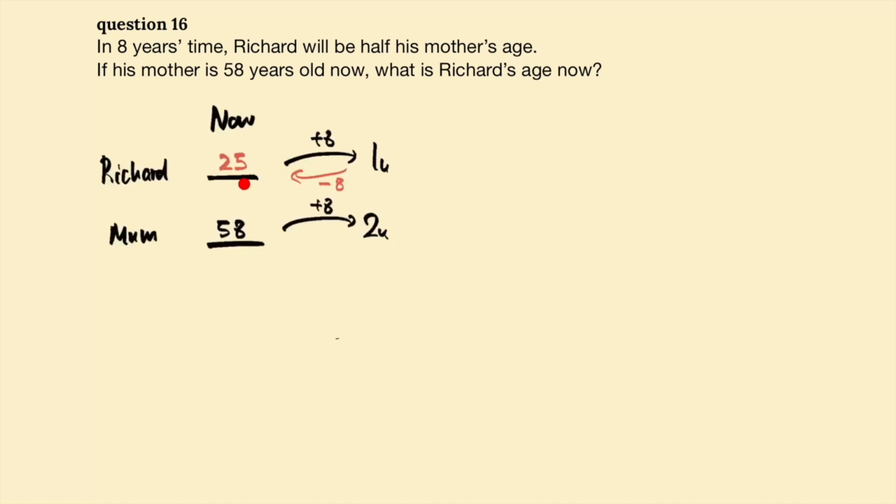We don't know the age now, but we know 58 now for the mother. Right? In 8 years' time, Richard will be 1u, the mother will be 2u. Notice something? We can deal with this. 58 plus 8 will get us 2 units.